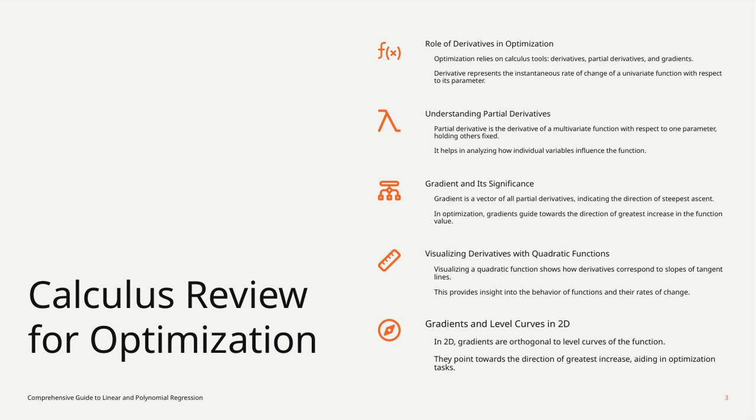Finally, in 2 dimensions, the gradient is orthogonal to the level curves, those contours of equal function value. The gradient always points perpendicular to these curves, indicating the direction of greatest increase. Recognizing this relationship is key when navigating the landscape of our functions to find optimal solutions.